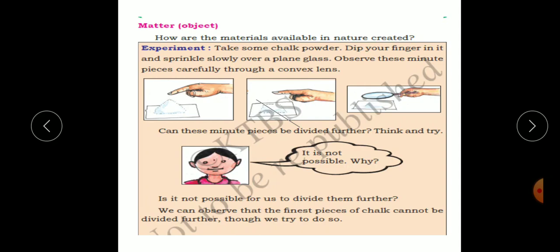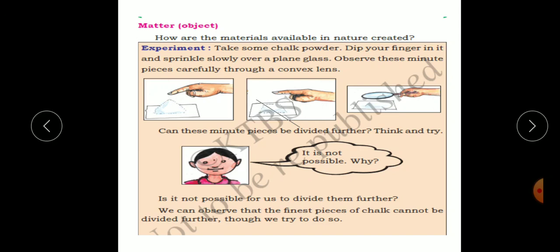How are the materials available in nature created? There are two types of materials which are available in nature: one is natural and the other is man-made. Natural means like plants, trees, animals, soil, all these are natural. Man-made, like pen, bag, books, all these are called man-made materials.